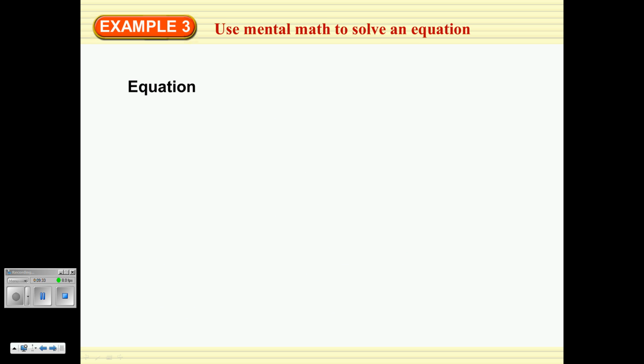Okay? All right. Use mental math to solve an equation. Now this is pretty easy. This is before we get into actually manipulating equations.